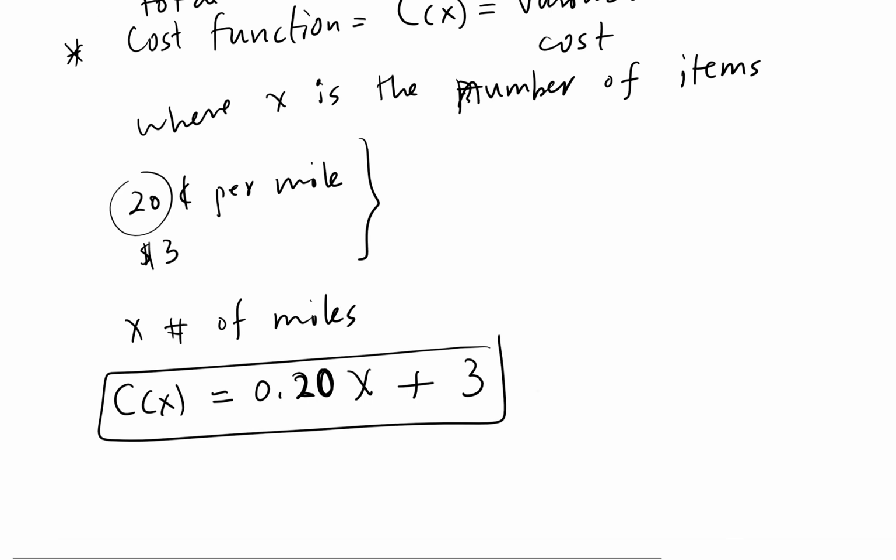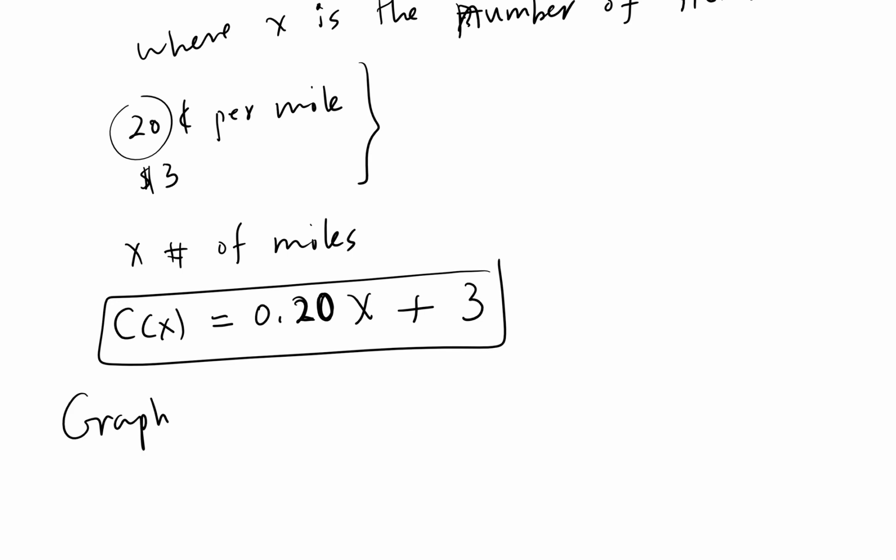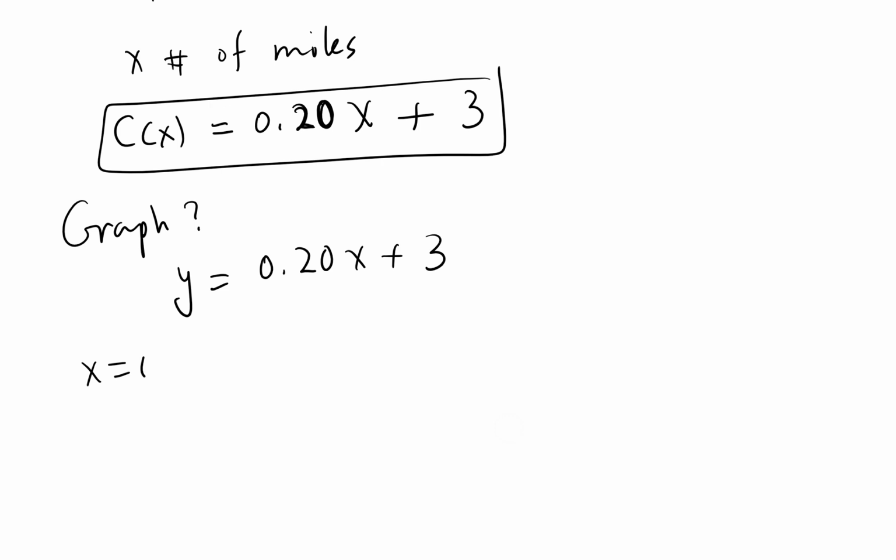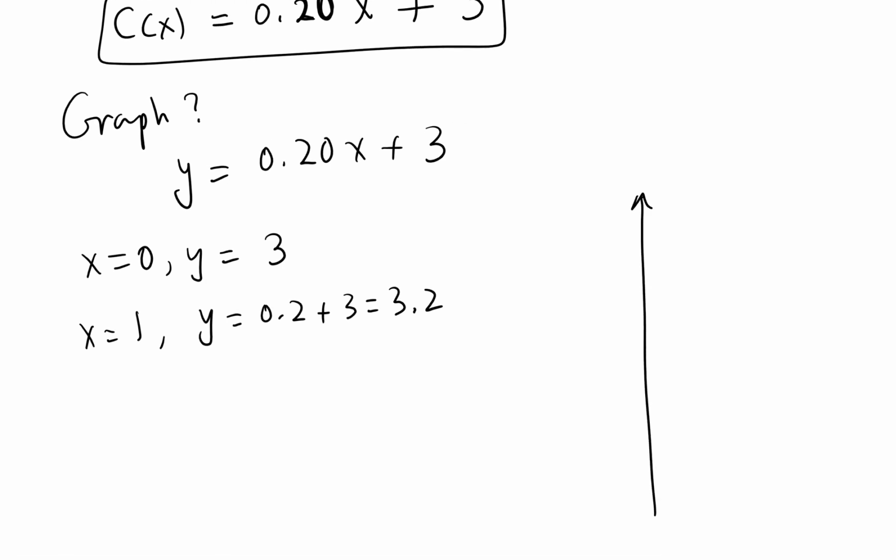Now, can we graph this? Yeah, to graph it, we look at it as y equals 0.20x plus 3. And there are so many ways to graph this. First method is you can pick values for x. Say x is 0, y would be 0 plus 3, which is 3. You can pick any number, say 1. Y would be 0.2 plus 3, which is 3.2.